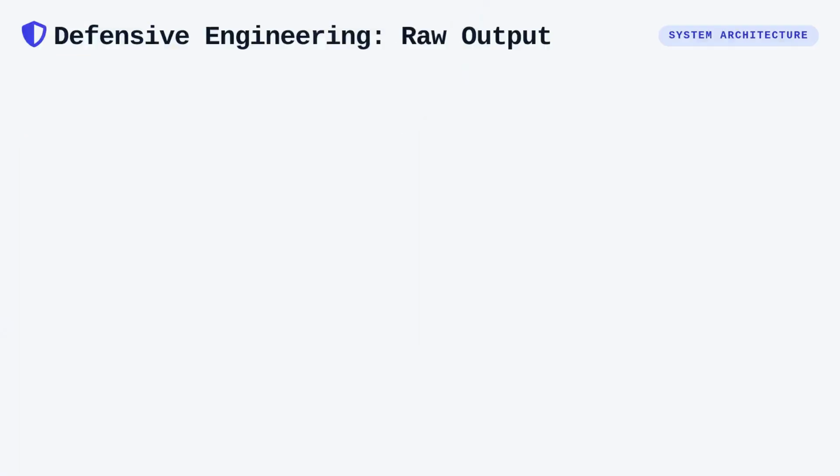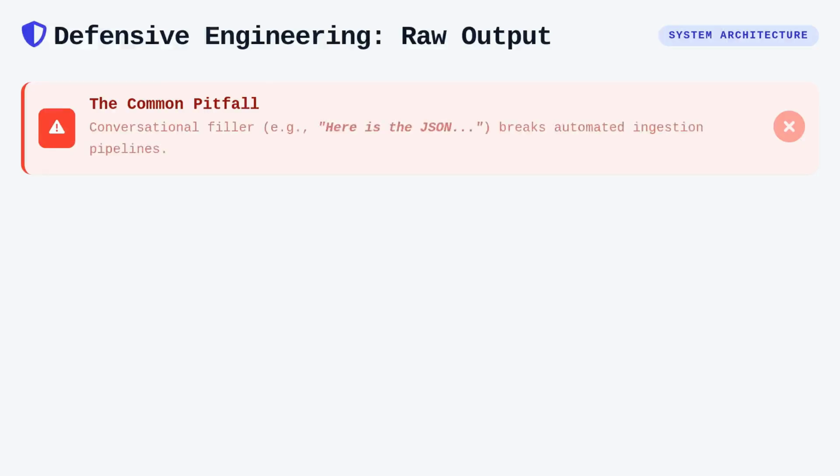Structural integrity relies heavily on the use of precise formatting directives that leave no room for markdown decorations or introductory commentary. In your prompt, you must explicitly instruct the model to provide the raw JSON object and nothing else, effectively creating a clean stream for your parsers. A common pitfall occurs when models wrap the desired output in conversational filler like "here is the JSON you requested," which often breaks automated ingestion pipelines.